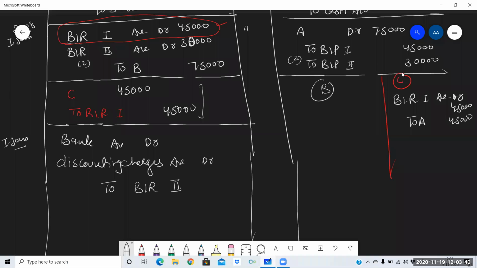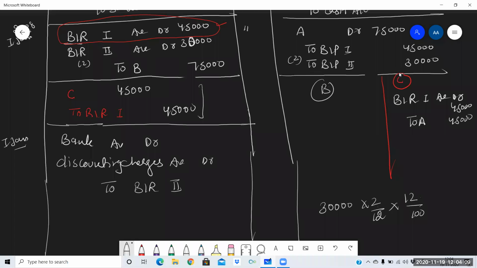Now tell me the amount of discounting charges. The second bill amount is 30,000 and duration is 2 months and the rate of discounting is 12% per annum. So please tell me the amount of discounting charges. Yes, I'm waiting for your answer. Tell me the amount of discounting charges. The bill amount is 30,000 and duration is 2 months and the rate is 12% per annum.